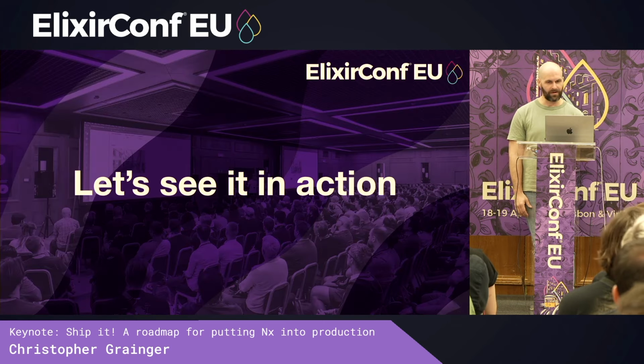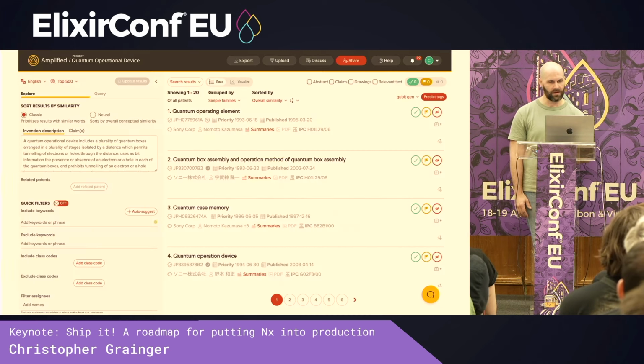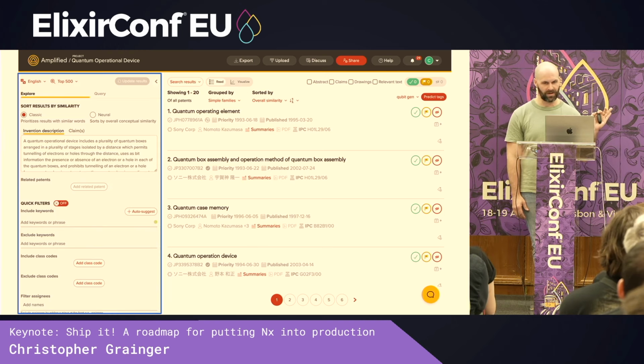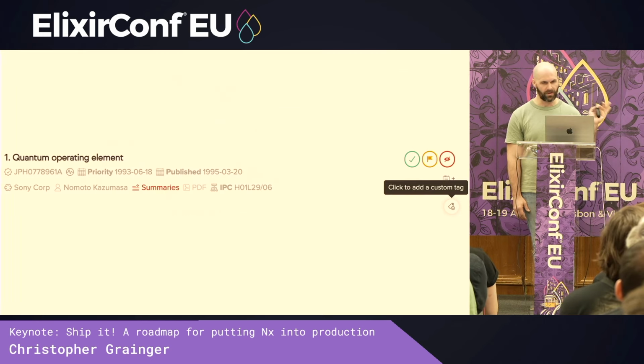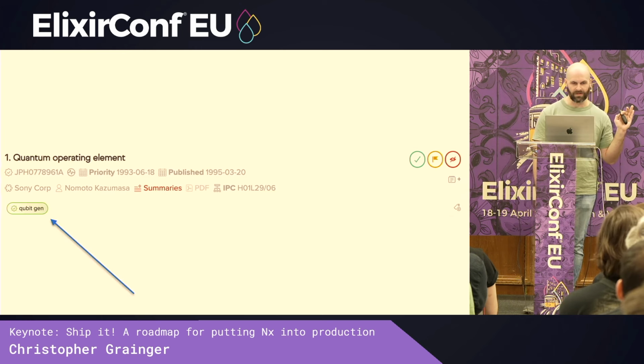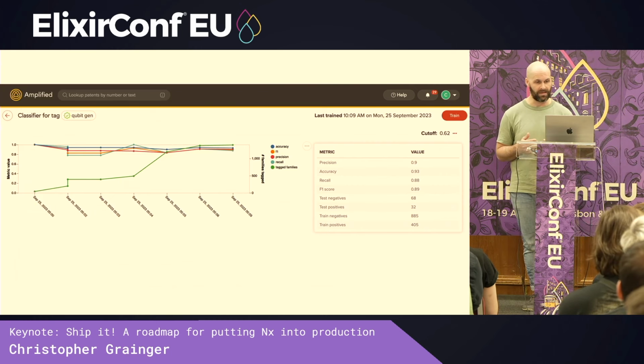All right, very quickly, let's see it in action. So, the custom classifiers that I showed you before. You start with a project. As I said, the project is centered around search. You've got the left that gives you all the inputs, and the right that gives you results. If you look at a single result tag, you can add a custom tag to it. Let's add this qubit generation tag. We've got a list of tags, and we've got the ability to generate the classifier for each of these.